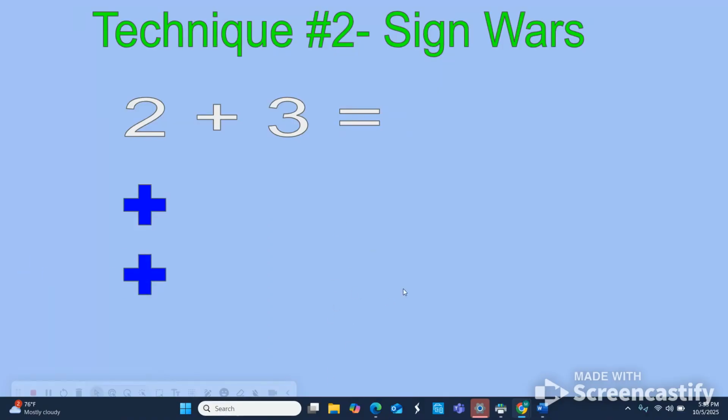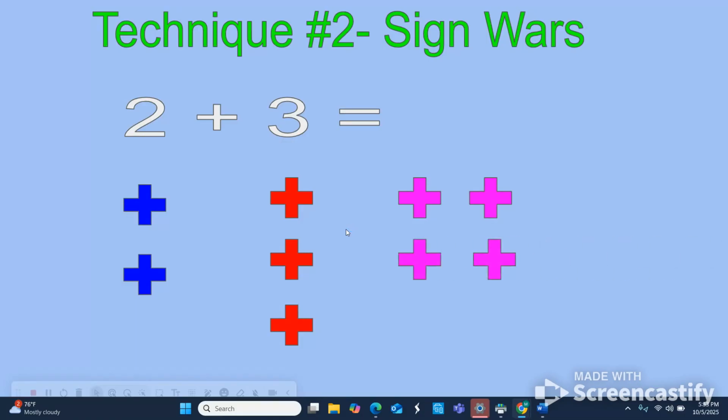Okay, so I put 2 positives down here under the 2. Then I go to the 3 and put 3 positives under the 3. And when we play sign wars, we run all the signs together. They battle it out, and what we find out is if there's 2 positives here, 3 positives here, we have 1, 2, 3, 4, 5 positives all together. That again proves our answer is 5.